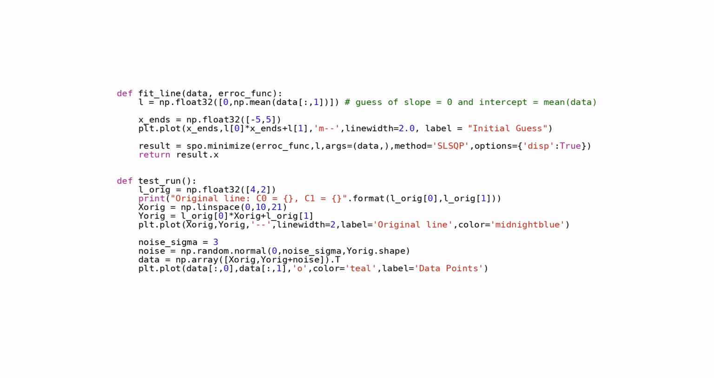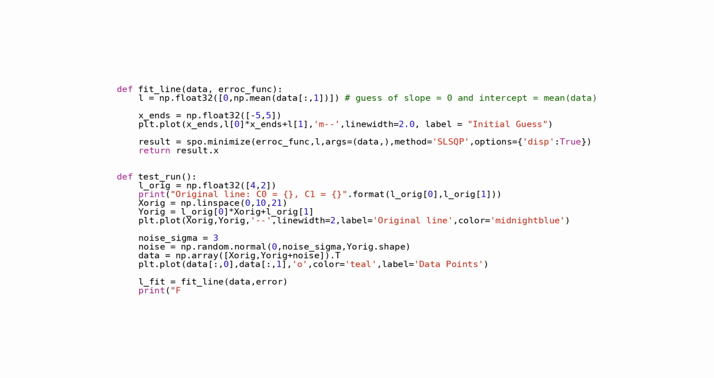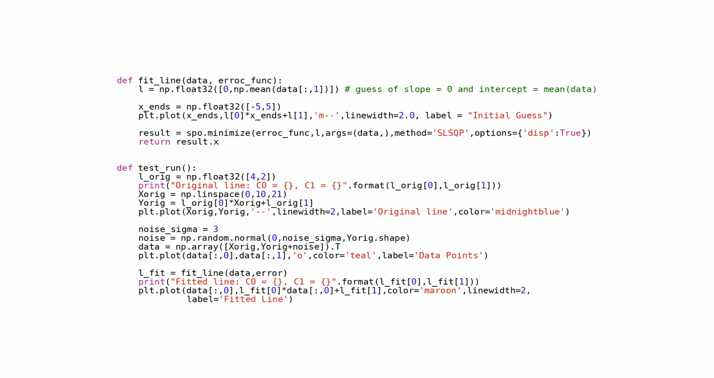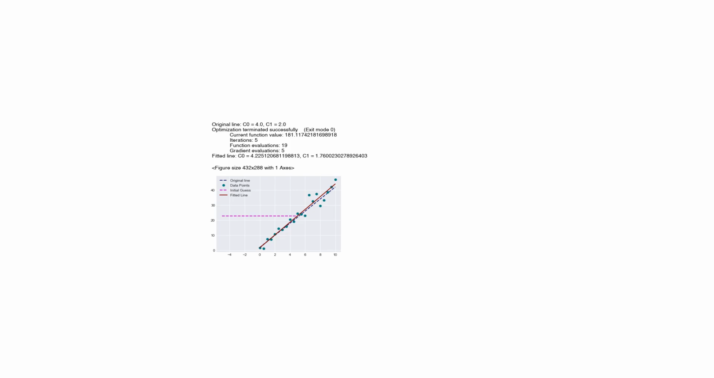The test_run function creates a random line with a specific slope and intercept. It introduces noise to the generated data points, and then utilizes the fit_line function to determine the best fitting line for the noisy data. This function plots the original line, the noisy data points, and the fitted line on a graph for visualization. The code is showing how to best fit a straight line to data that has some noise by using a method called least squares optimization.